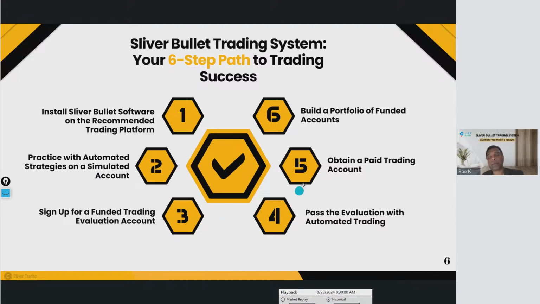Sorry, not that step yet. You have to trade in the paid trading account and achieve what we call a loss threshold or loss buffer. So for a 50K account, you have to achieve a loss buffer of $2,500. And once you achieve that, any profit above that is yours to keep.